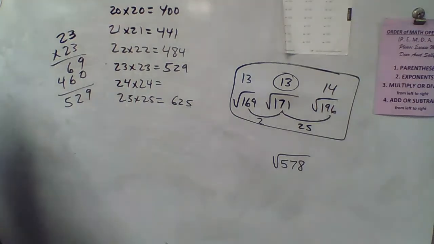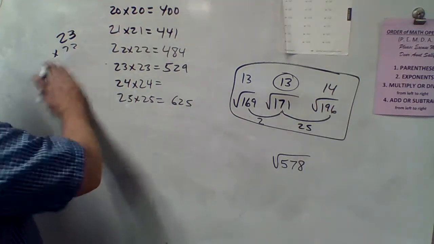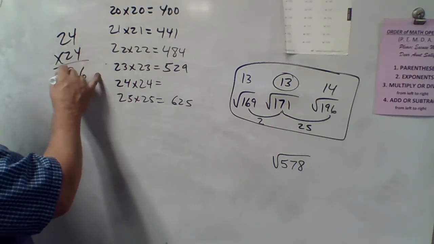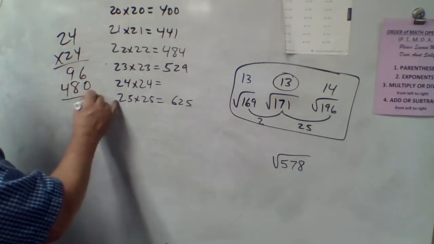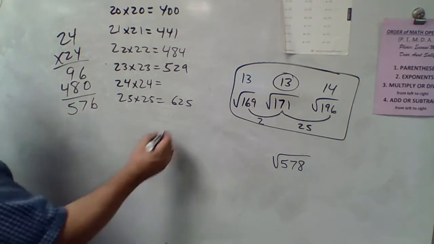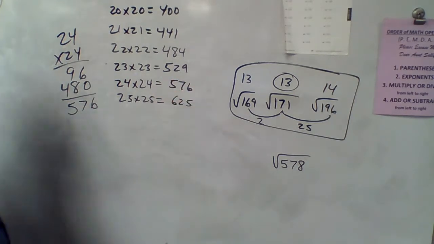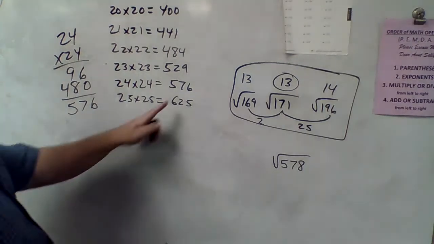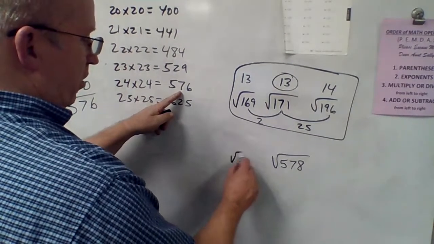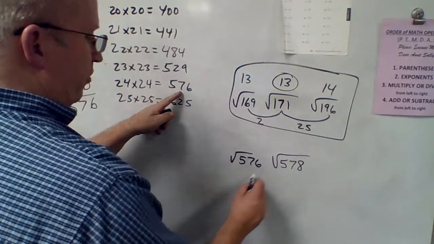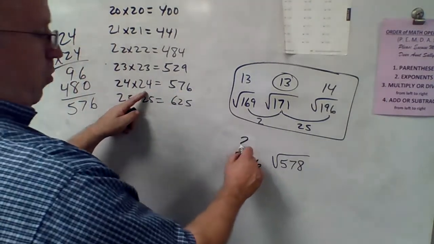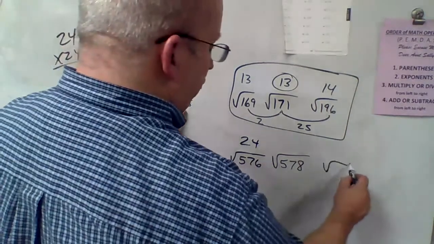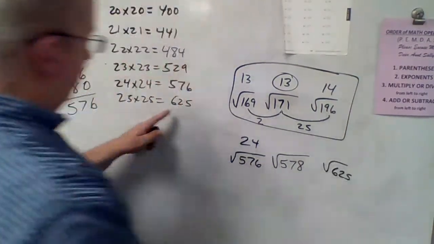How about 24 times 24? Don't know what that is. 16, 9, 0, 8, 4, 6, 7, 5. Oh, that's 576. I think I got enough to solve this. I know, based on what I see here, that the square root of 576 has to be 24. And I know that the square root of 625 has to be 25.